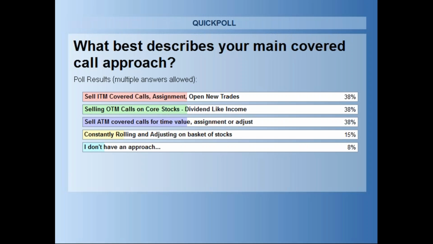All right. 38% of you are selling in-the-money covered calls looking for assignment, maybe taking that return and moving on to a new position. That's great. What I was surprised at is in the first 30 to 40 seconds of the poll, when we had about 60% of our votes in, no one had answered that yet. It was kind of surprising. But 38% of you are doing out-of-the-money covered calls on core stocks. It's fantastic. And 38% of you are kind of selling at the money. 15% of you constantly rolling and adjusting your basket of stocks, and 8% of you don't have an approach.